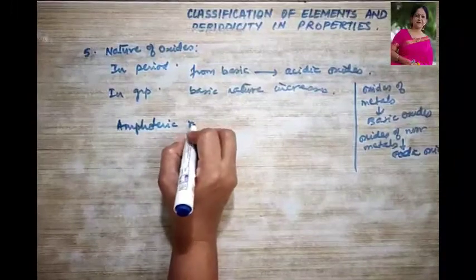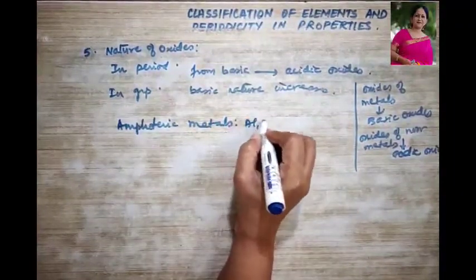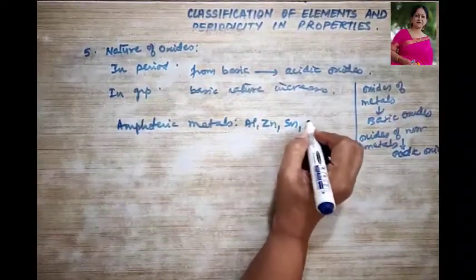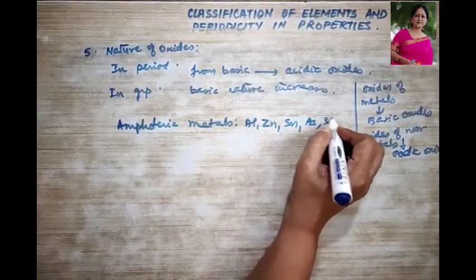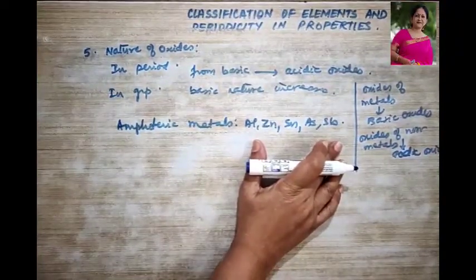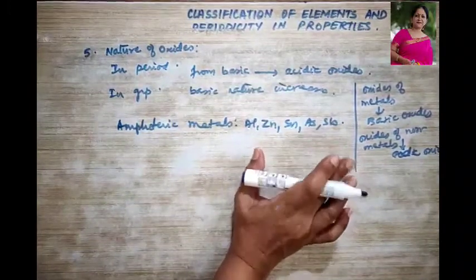Followed by amphoteric metals. What are amphoteric metals? They are like aluminium, zinc, and so on. These are all your amphoteric metals, and their oxides are termed as amphoteric oxides.